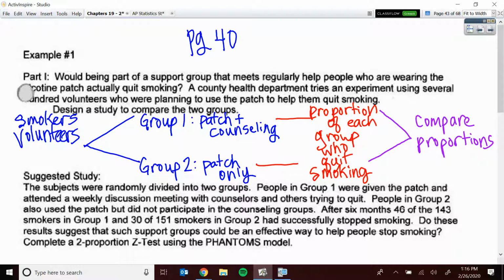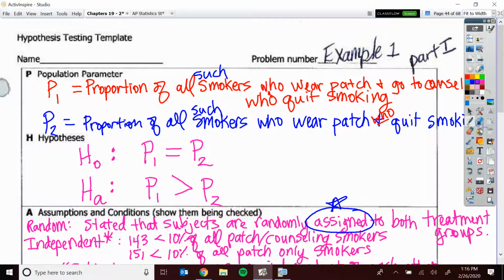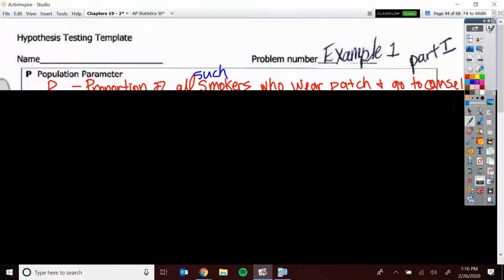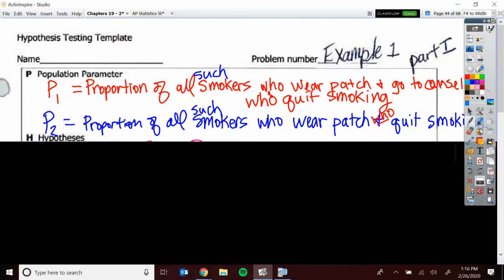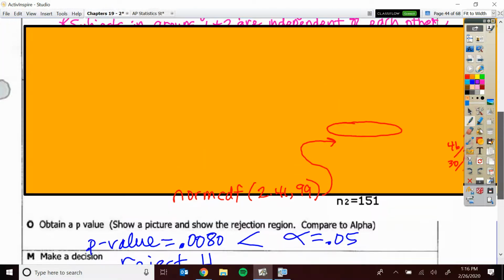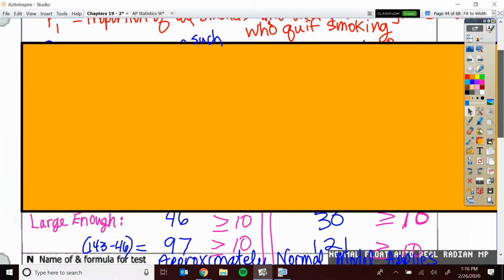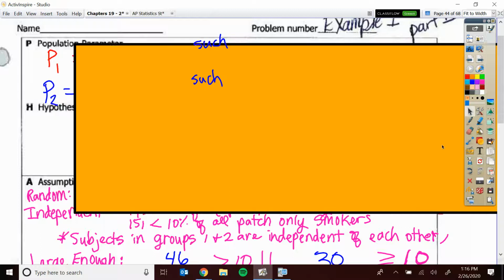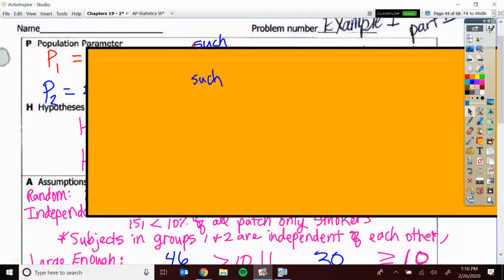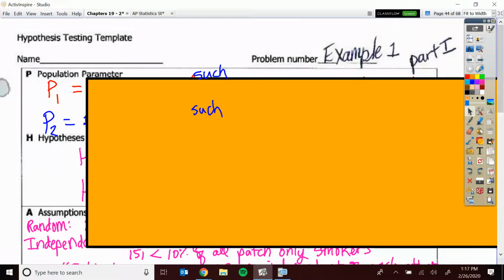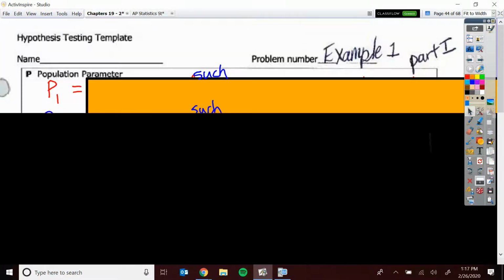Okay, let's move on to the next page, which is where we're going to put all of this. Hold on a second, there we go. So here we go, up at the top. So we're going to define what's happening first, and we've got this proportion.